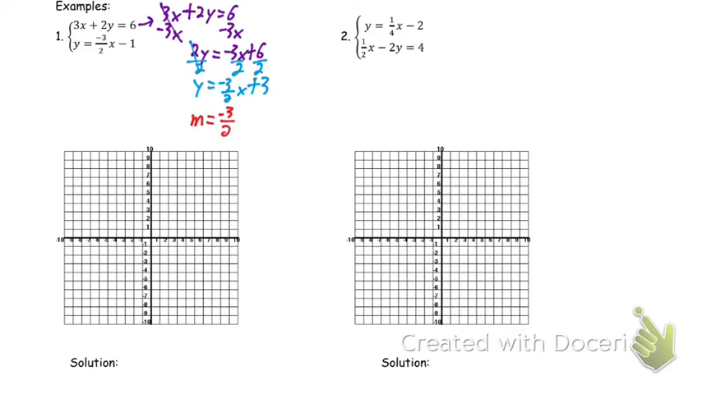Negative 3 over 2. Very good, Mally. What's the b? 3. We begin with b, so we're going to go up 3. Then we're going to use the slope. So where am I going to go with the slope to make more points? Down 3. Very good. And then where am I going to go? To the right. Is a negative slope, because it's a negative fraction, going to look like it's going downhill? Yeah. Good, it should.